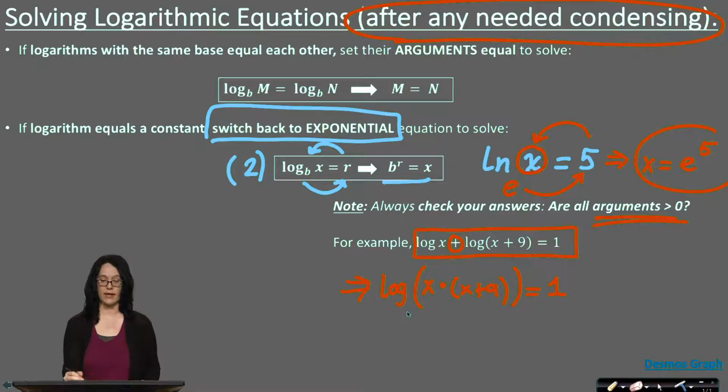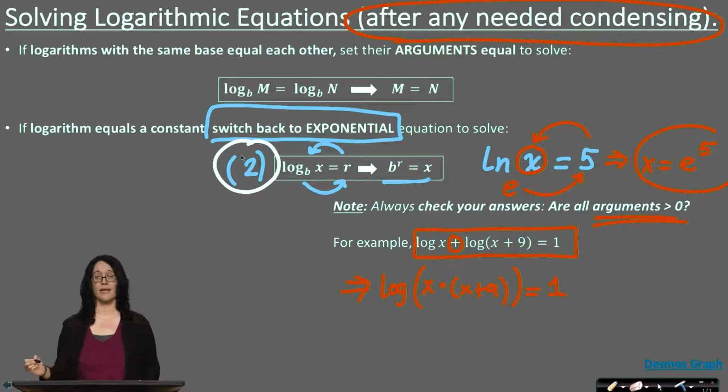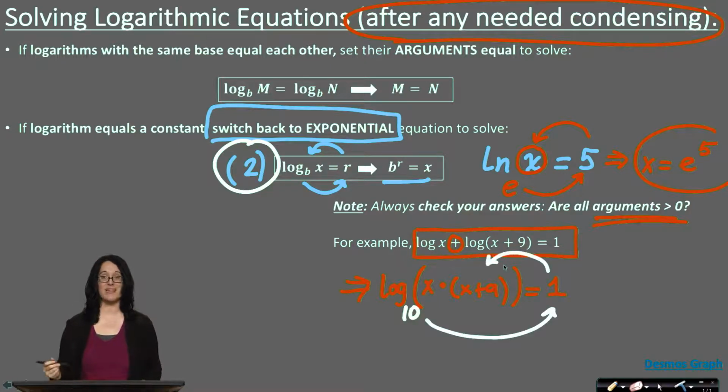So to do that, I recognize I'm in situation number 2, aren't I? Where I have a logarithm equals a number. The base is implied to be 10. So what is the game plan? That's right, switch back to exponential. This time 10 to the 1 is just 10, but if this number 1 was actually a 2, we would have to do 10 to the second power, which isn't 20, but 100, okay? So be sure you understand how to work with exponents carefully.